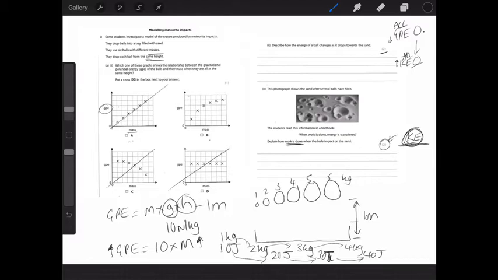So the kinetic energy from the ball is going to be transferred to kinetic energy of the sand, as well as some of the energy being dissipated to the surroundings. It's going to warm the sand up and warm the surroundings up. And that, I hope, will get us the marks on that question. I'm going to go and check the mark schemes now.